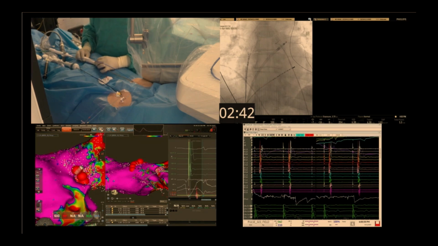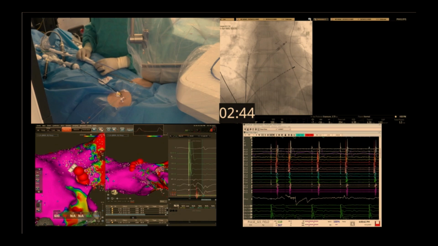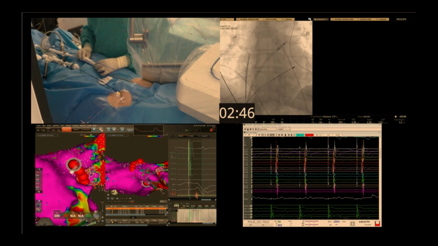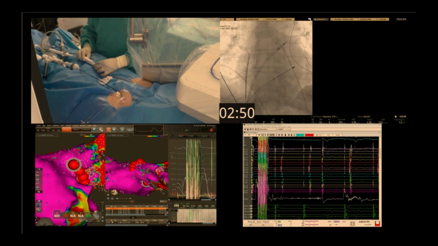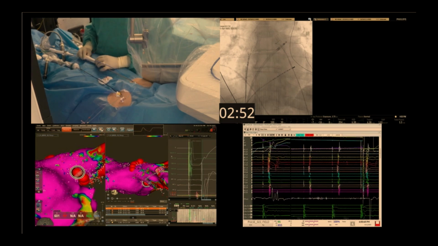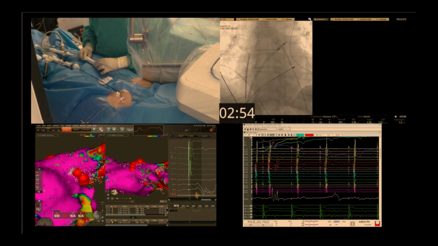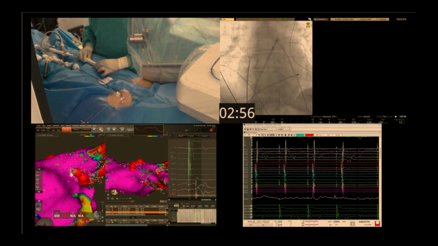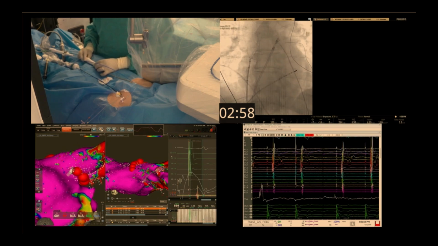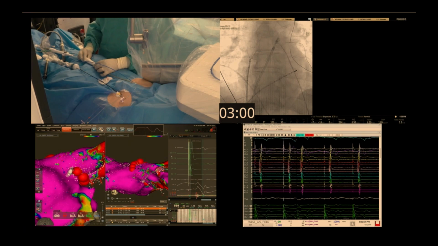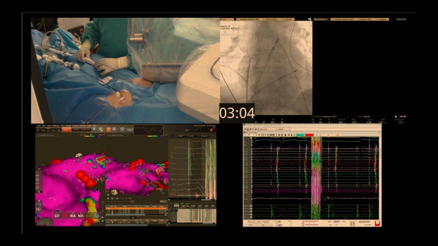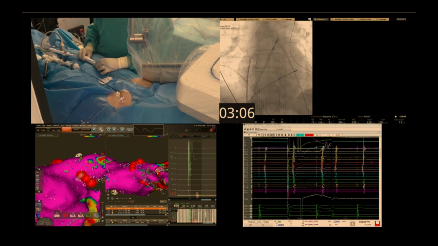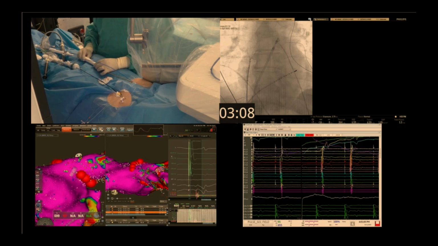But what really matters, of course, as we all know, the animal data always looks good, is what happens in patients. I should note this catheter does not have regulatory approval anywhere in the world. This is a live case, but the patient is also enrolled in a clinical study. It's the first in human study to use this catheter for AF ablation.